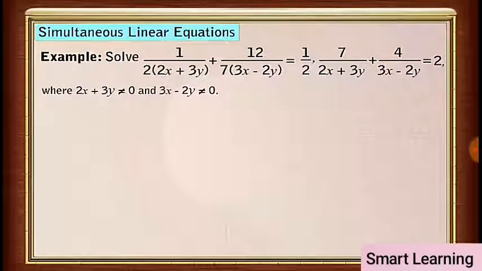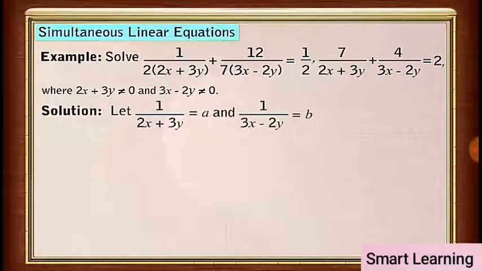Let's take the next example. Solve (1/2)(2x + 3y) + (12/7)(3x - 2y) = 1/2, and the other equation is 7/(2x + 3y) + 4/(3x - 2y) = 2, where 2x + 3y is not equal to 0 and 3x - 2y is not equal to 0. Let's see the solution. Let 1/(2x + 3y) = a and 1/(3x - 2y) = b.